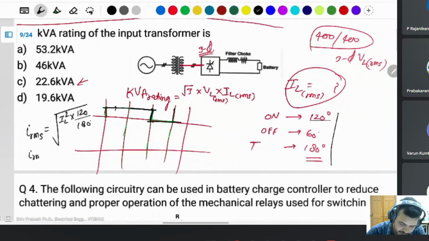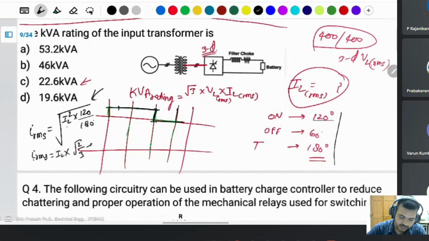Then IL RMS is IL peak into root 2 by 3. This is the RMS value of a line current, which is the input side of a bridge converter. Any square wave you can calculate the RMS value like that only: IL square into on time divided by total time. If it is on for 60 degrees, then it is 60 divided by 180.